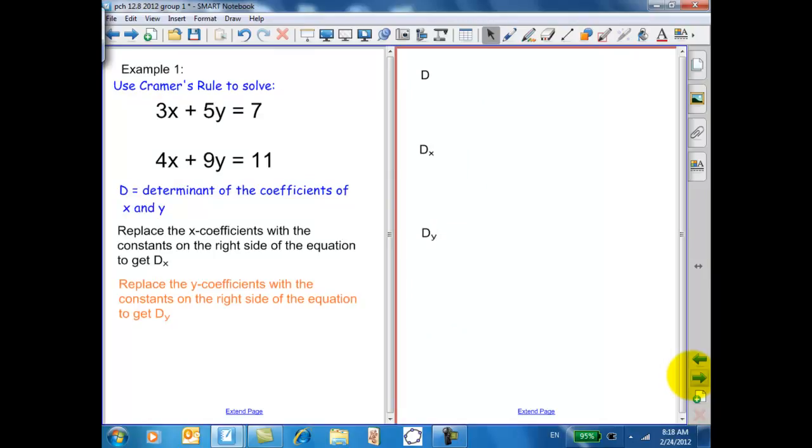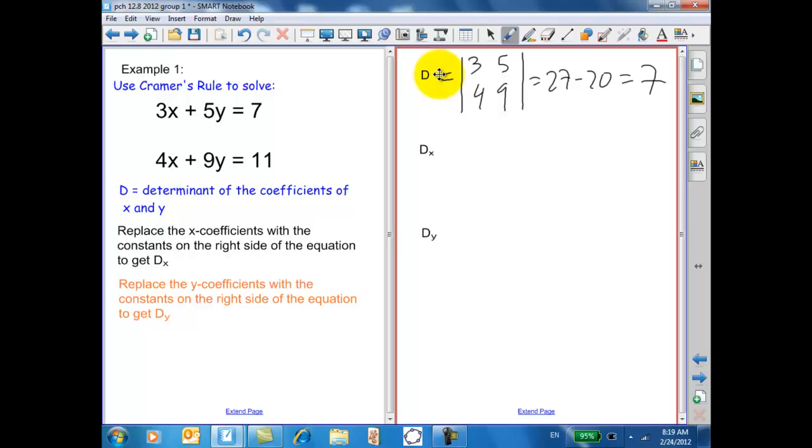D is the determinant of all the coefficients on the variables. So you see where I got 3, 5, 4, 9? I just took the coefficients on x and y. Now you do have to get into a standard form for Cramer's rule. You've got to make sure your variable terms are on the left and your constant terms are on the right of the equation. You've got to make sure you arrange them in a set order. And so this determinant is 27 minus 20, or 7. That's D.